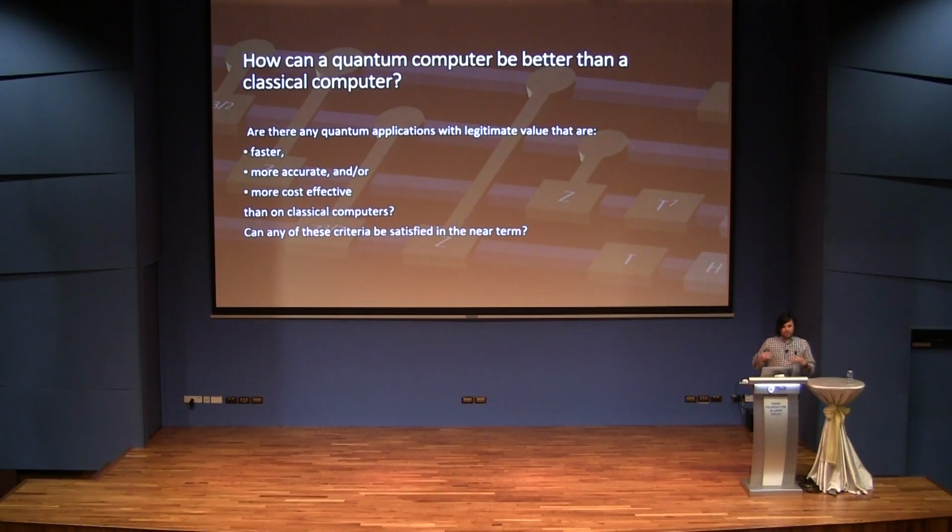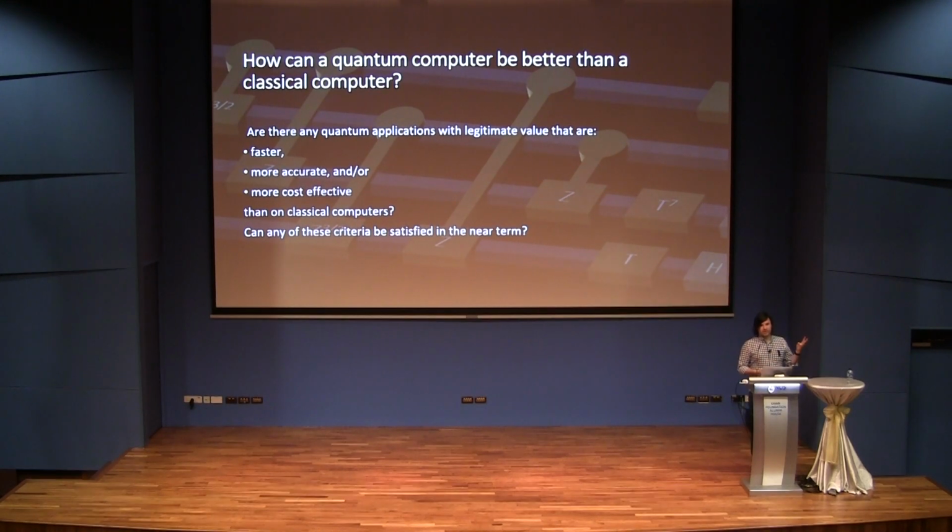So, the questions you want to ask are: are there quantum applications with some sort of legitimate value, ideally, that are faster on a quantum computer? And that's, in some sense, the strongest criteria you could hope for. Are they more accurate? is another question that you might want to consider. There's been some discussion about QAOA delivering more accurate answers than those, for instance, that might be delivered by a classical computer, but there's still a lot of work going on in that space.